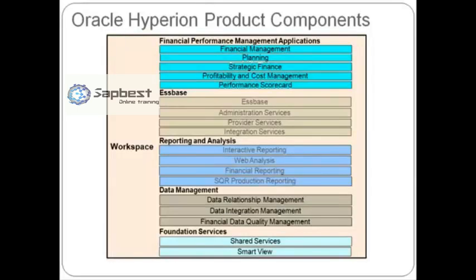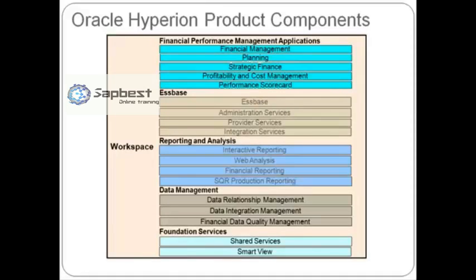Moving down to the next block, on top of that is data management, where we have data relationship management, data integration management, and financial data quality management. These three tools are utilized when we are exporting the data, pulling the data into the Hyperion system, and to monitor, maintain, and validate the quality of the data, because we want only data that is meaningful, logical, and of good quality going into the system. That is maintained by utilizing these three.